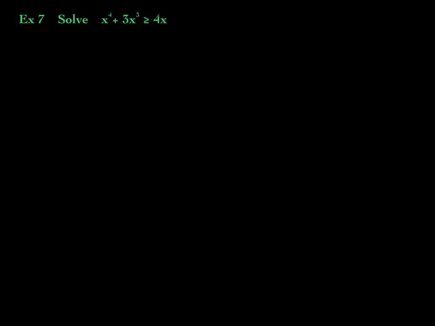Okay, this will be the last example for this section. Alrighty, the first thing I suggest us to do is to move 4x over to the left so that there's a 0 on the right. Now when you do that, you get x to the fourth power plus 3x cubed minus 4x is greater than or equal to 0.